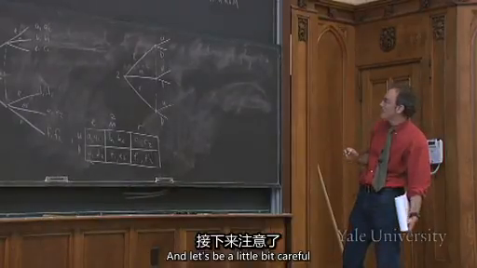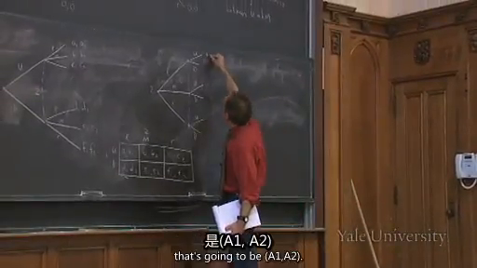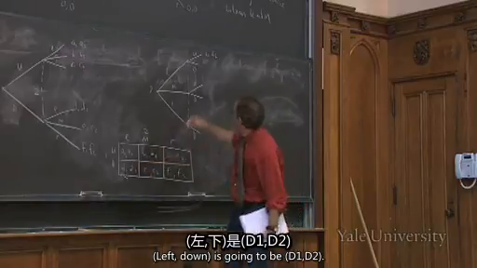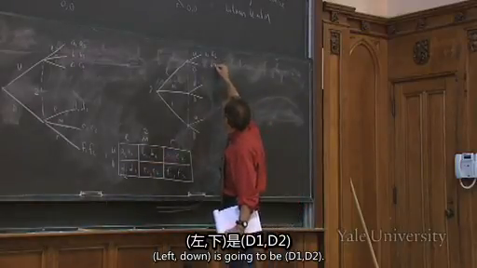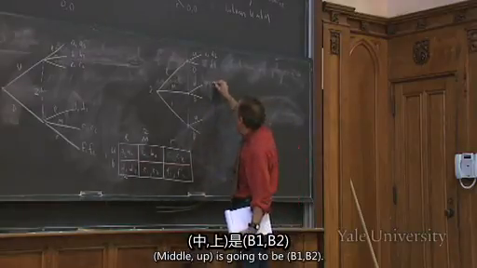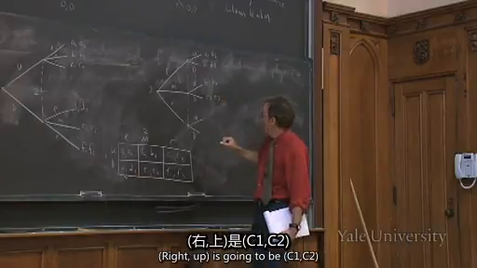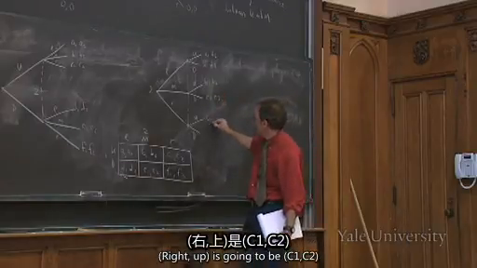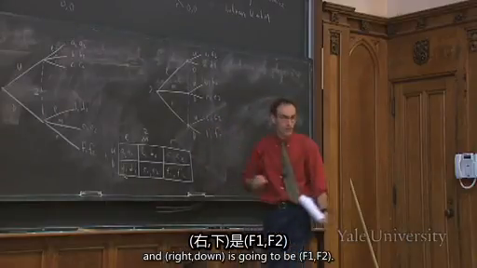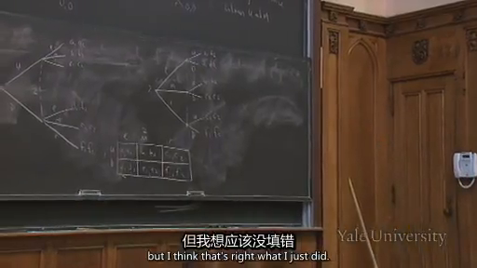And let's be a little bit careful where the payoffs are. So left up, that's easy. That's going to be A1, A2. Left down is going to be D1, D2. Middle up is going to be B1, B2, middle down is going to be E1, E2, right up is going to be C1, C2, and right down is going to be F1, F2. All right, so I have to be a little bit careful where I put the payoffs, but I think that's right, what I just did.